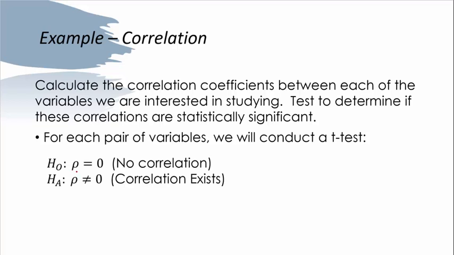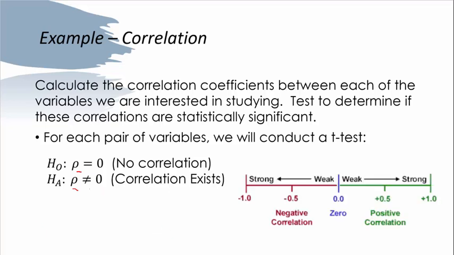We assume no correlation. In other words, we assume the true value of the correlation coefficient, this little guy here we call rho, is equal to 0, or a correlation does exist. In other words, that rho, our true population correlation, is probably something statistically different from 0.